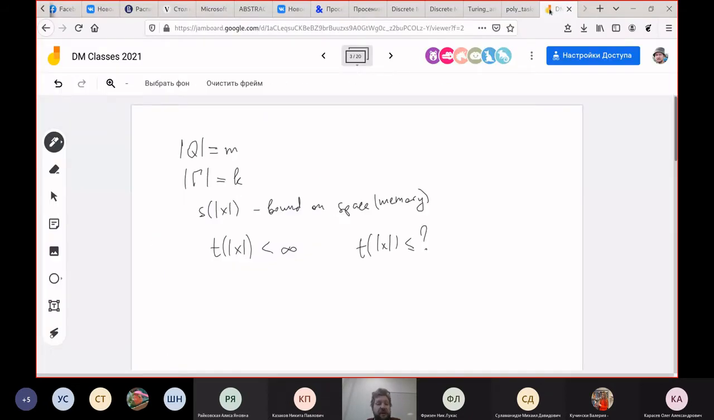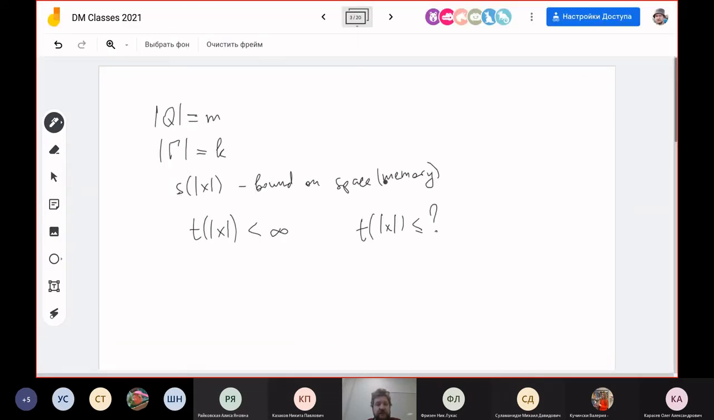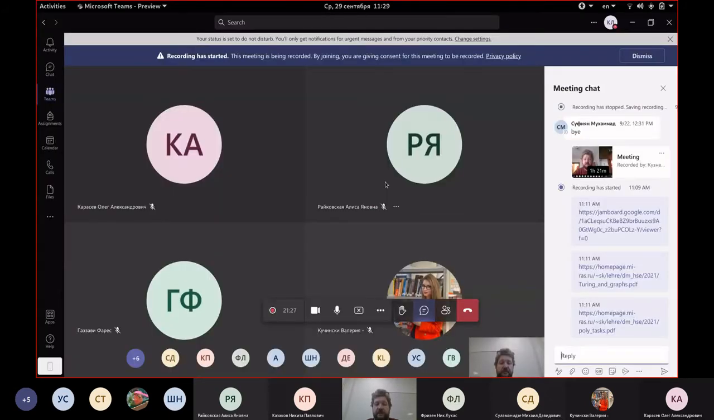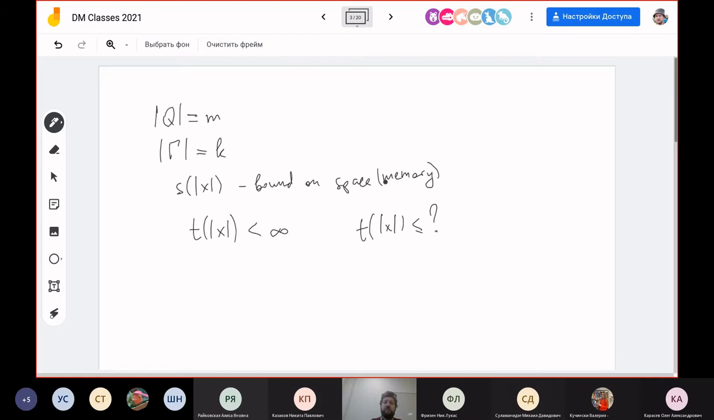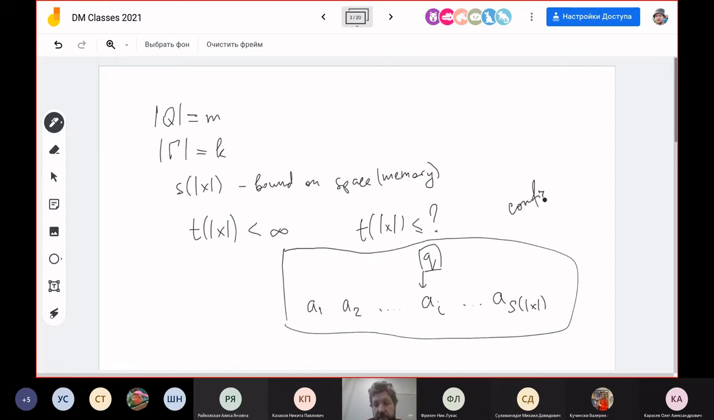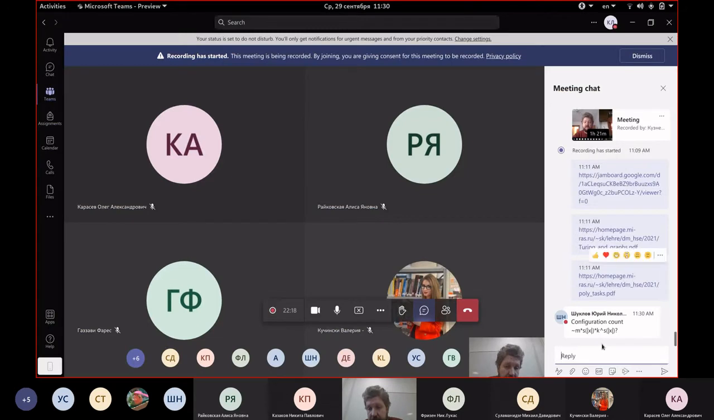Okay, let's ask another question. How many configurations of a Turing machine could there be if you have this bound on the memory, on the number of cells used? Easier question, just combinatorics. So, what is the configuration of a Turing machine? It includes a state, right? So, you recall what is happening. So, you will have some a1, a2, ..., ai, which is observed by this q, and then you will have up to a_S(x), right? So this is the complete configuration of a Turing machine, and it is described by the following. Okay? Yes, this is the answer.